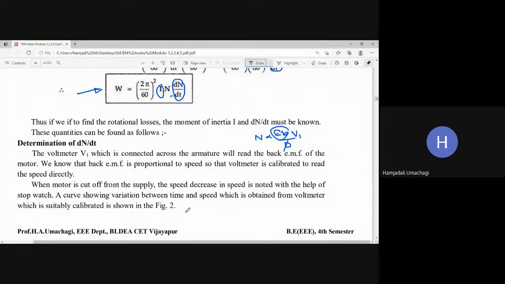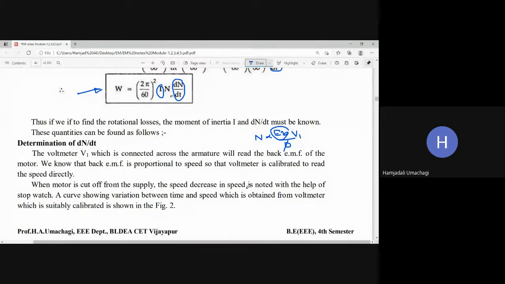When you disconnect the motor from the power supply, the motor will start to slow down. So immediately when you disconnect the power supply, you should turn on the timer, and by that time the speed will start to decrease.